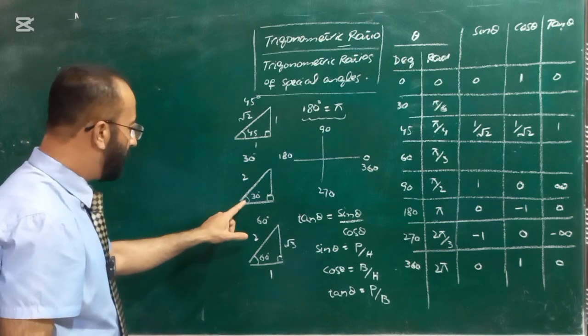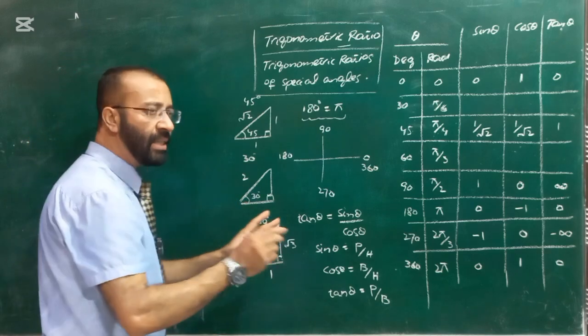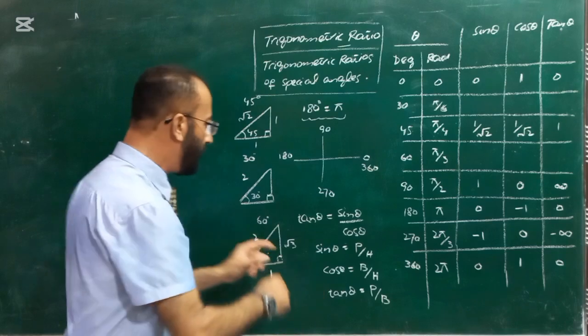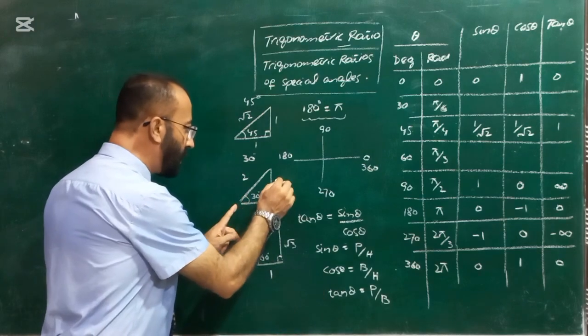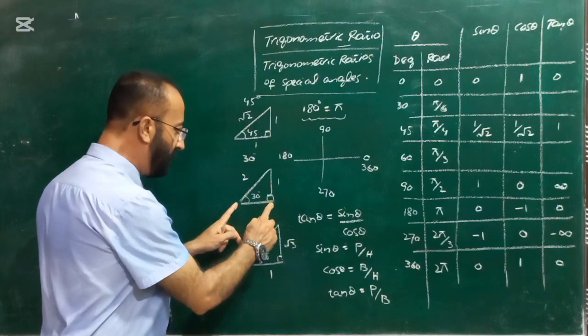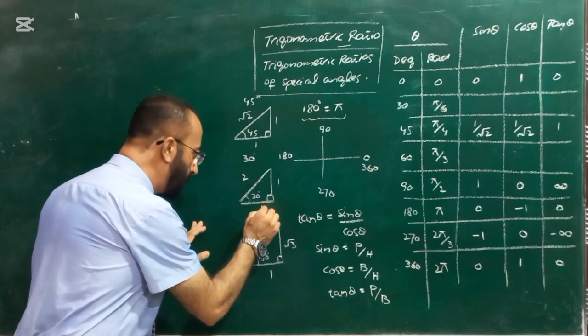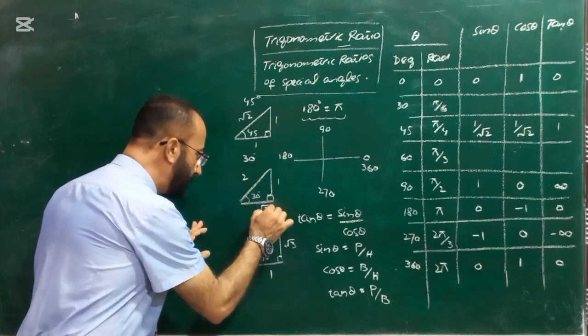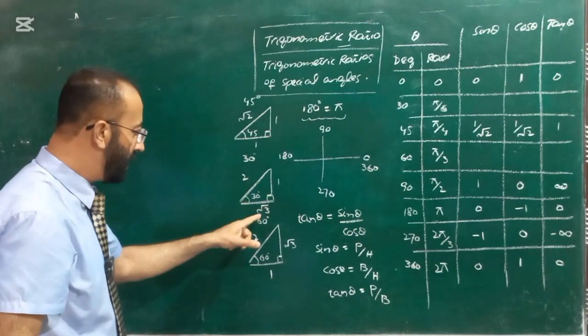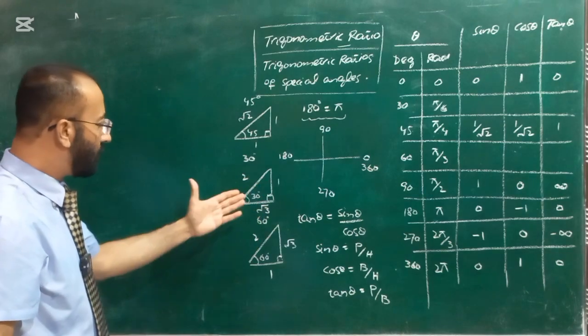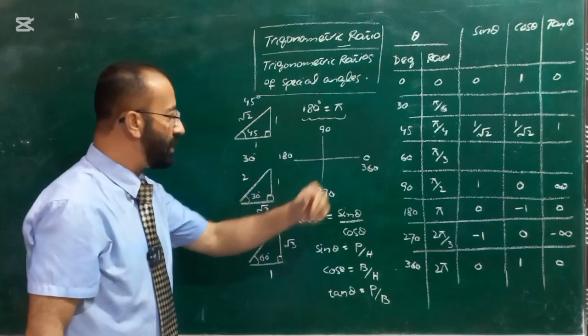So look now, if this is 30, the same sentence will be repeated. The side opposite to 30 degree will be 1. And the side opposite to 60 degree will be square root 3. So from here you will solve it now.